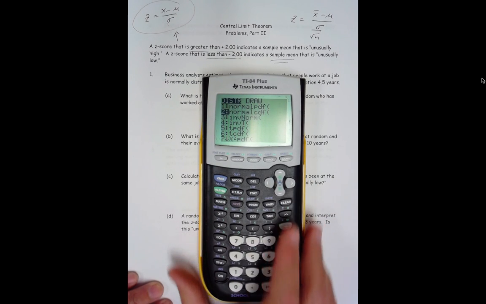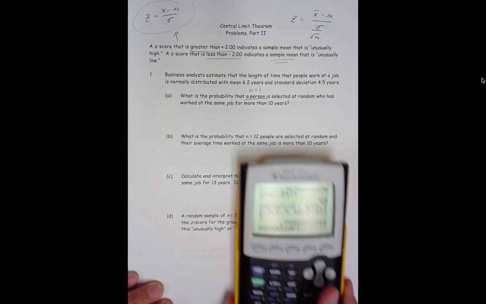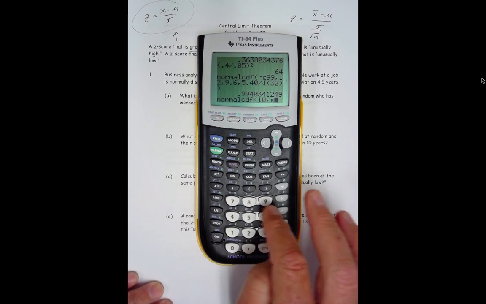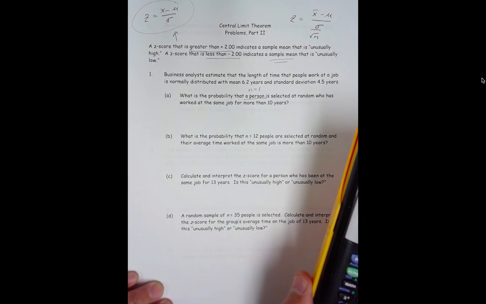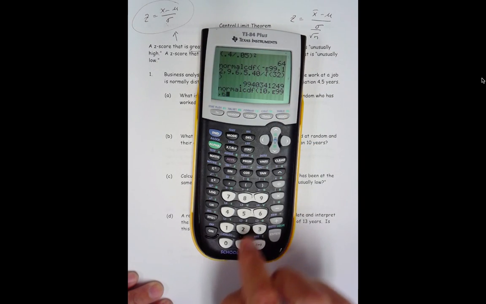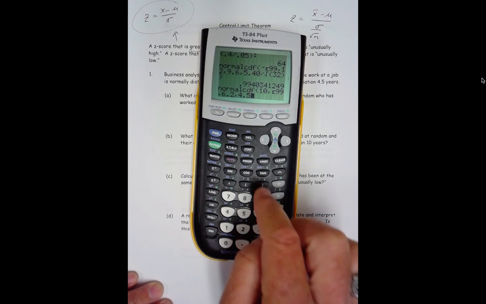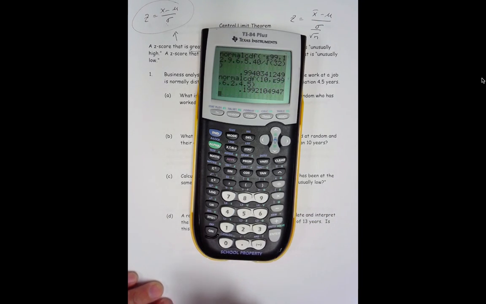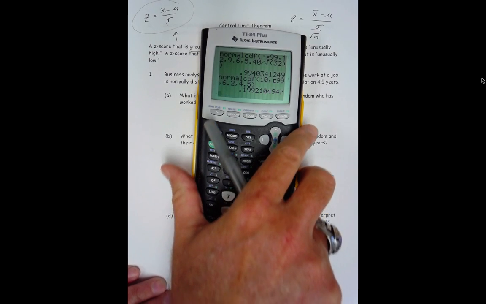So distribution, normal CDF. So what do we have, more than 10? And the mean is 6.2. Standard deviation 4.5. Make sure we have no typos. 0.1992.